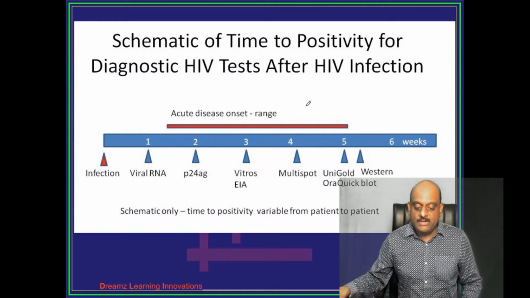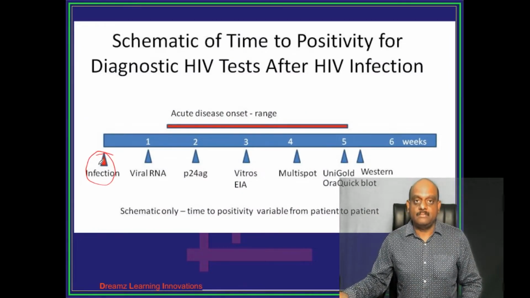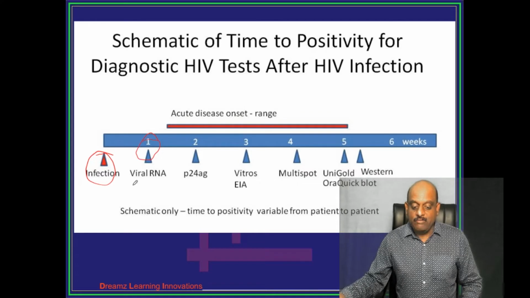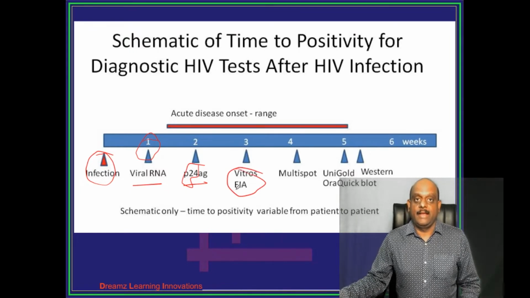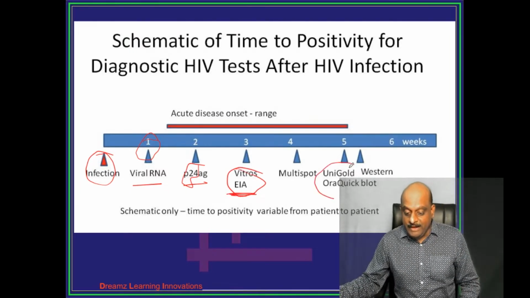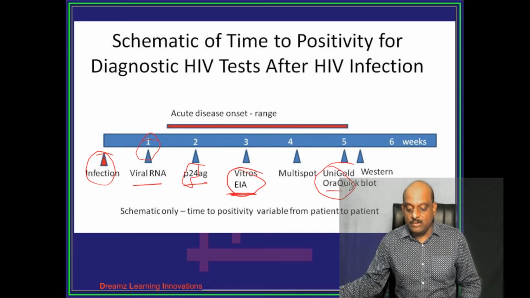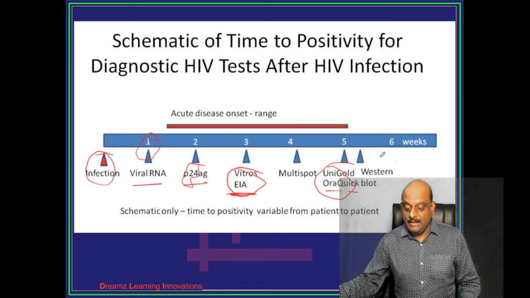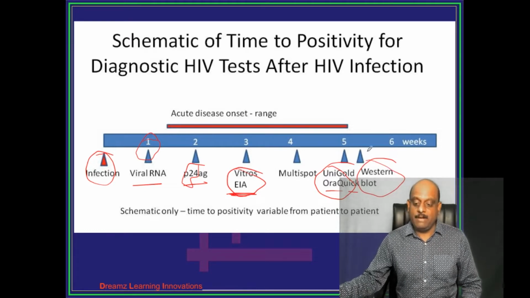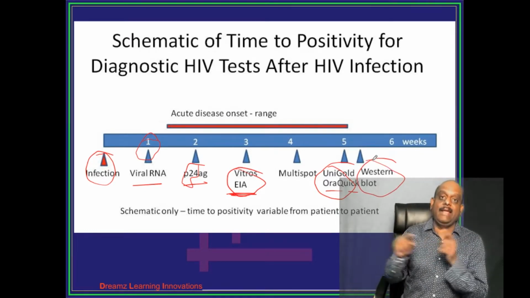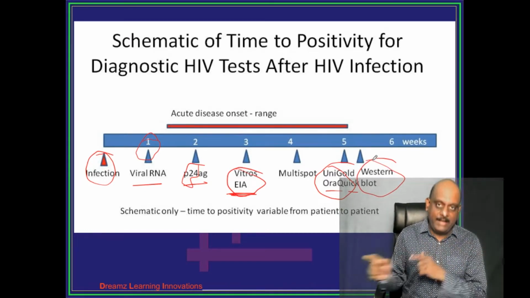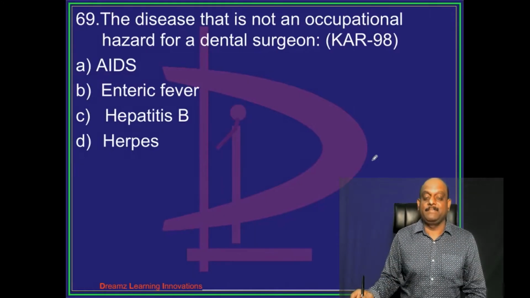So typically once infection occurs, 1 week viral RNA, second week P24 antigens, third week enzyme immunoassay, fifth week Unigold Aura Quick, then also Western blot by fifth week. So this is typically the timeline of detection.